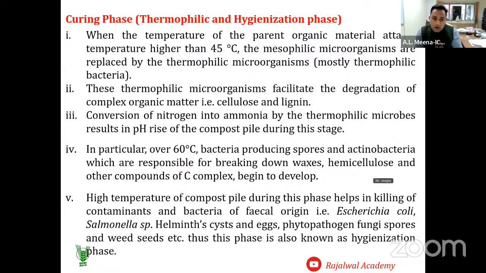In particular, over 60 degrees Celsius, spore-producing bacteria and actinobacteria, which are responsible for breaking down waxes, hemicellulose, and other carbon complexes, begin to develop. The high temperature of the compost pile during this phase helps in killing contaminants and bacteria of fecal origin like E. coli, Salmonella, etc., helminth cysts and eggs, phytopathogens, fungal spores, and weed seeds. All these pathogens will be killed by the thermophilic microbes during the thermophilic phase.